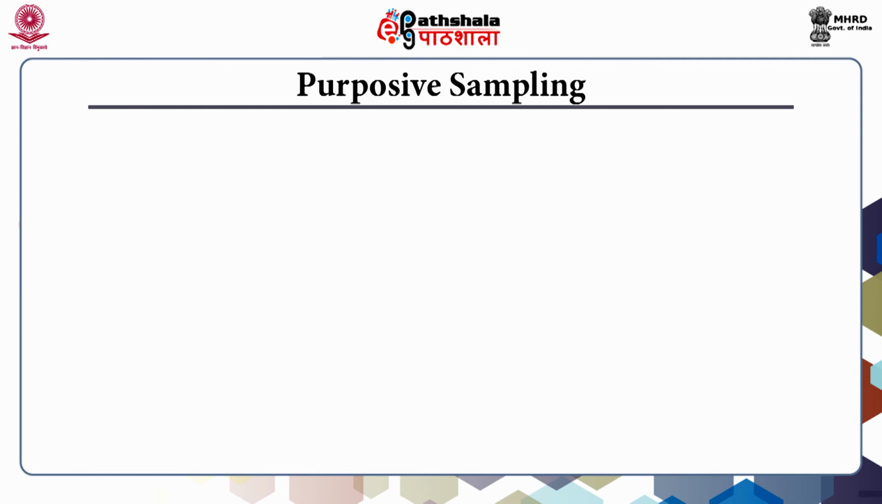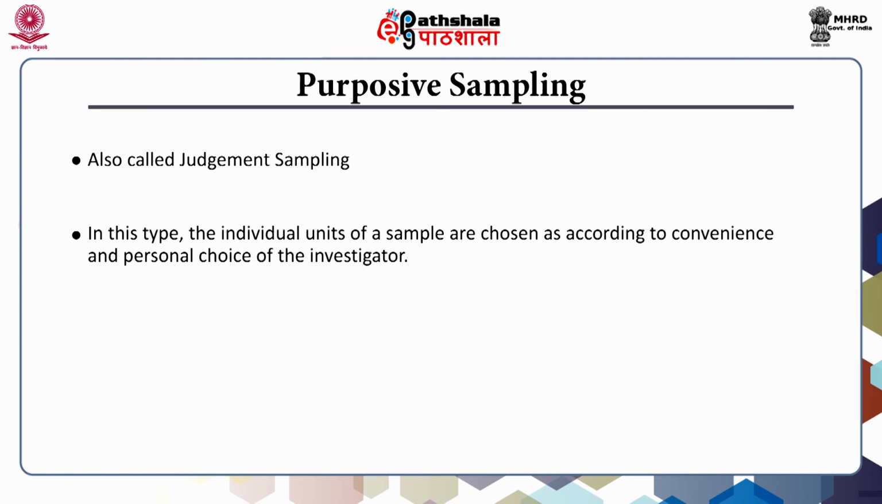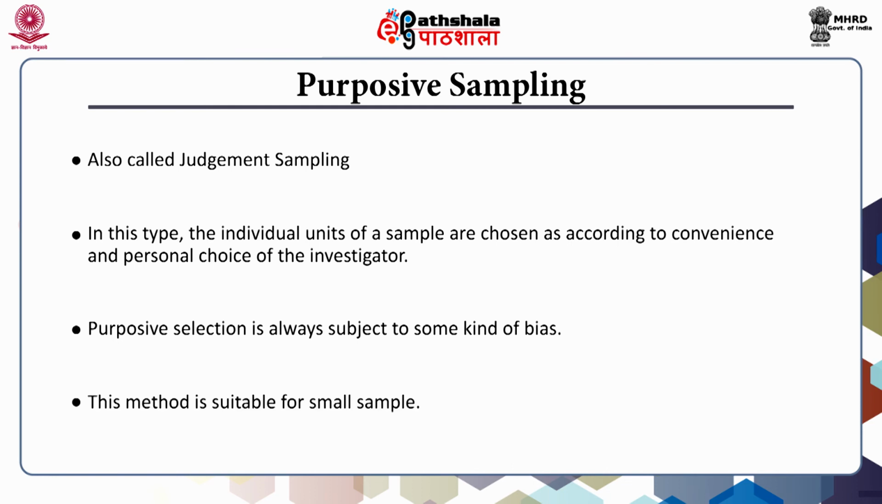Purposive sampling. This is also called judgment sampling. In this type, the individual units of a sample are chosen according to convenience and personal choice of the investigator. The purposive selection is always subject to some kind of bias. This method is suitable for a small sample.